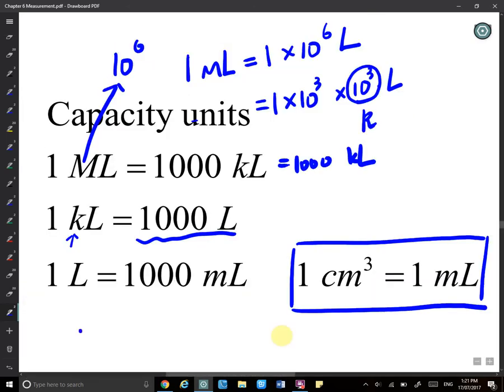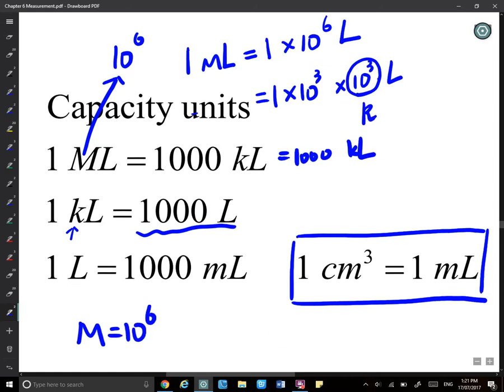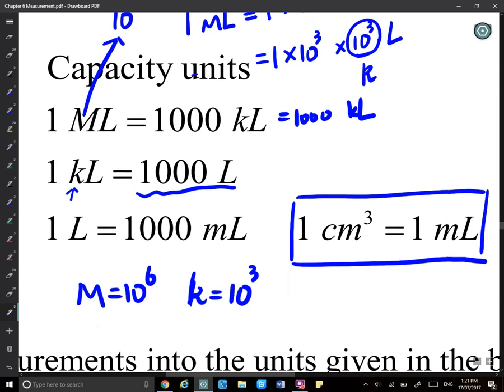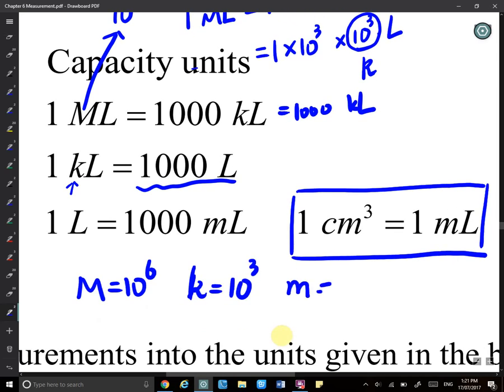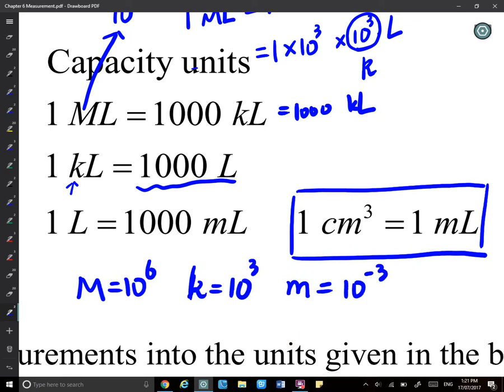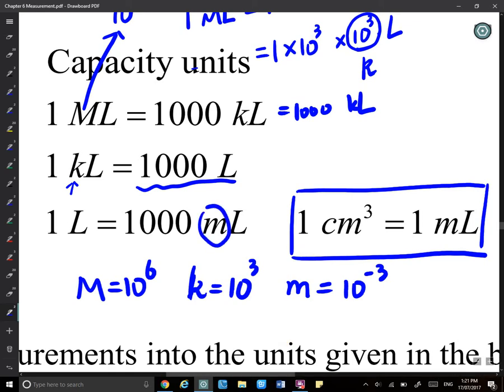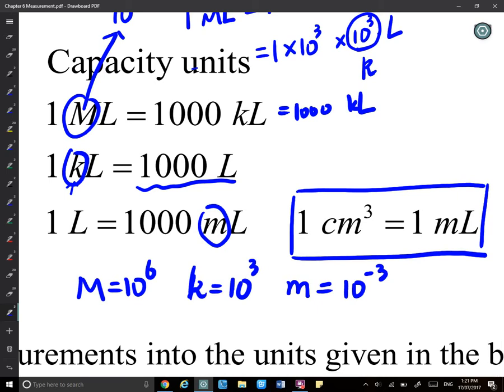Capital M equals 10 to the power of 6 in the units. K means 10 to the power of 3. Lowercase m means 10 to the power of negative 3, that's for milli. Milli, kilo, and mega. That's how we do the converting between the units.